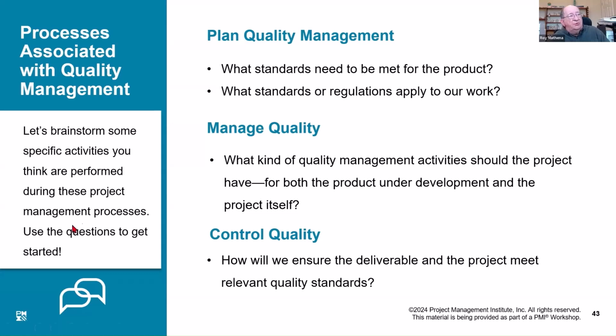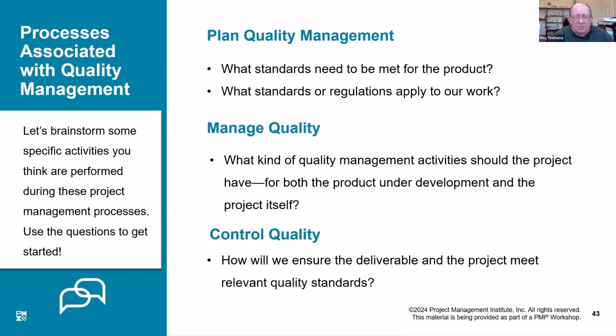Then we have what's called control quality. Control quality is all about the deliverable. As a primary input into control quality, we have the deliverable or deliverables. We ensure the deliverable and the project meet the quality requirements, the quality standards. Remember, I said on the output side of control quality, we have a verified deliverable. The term verified deliverable says that we meet the quality standards. Remember that verified deliverable is an input then into validate scope.